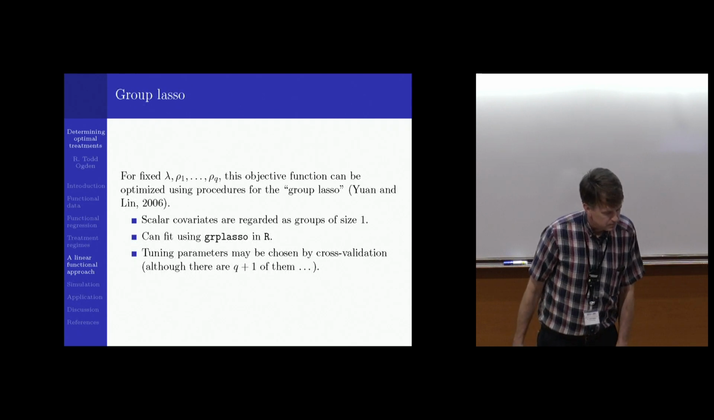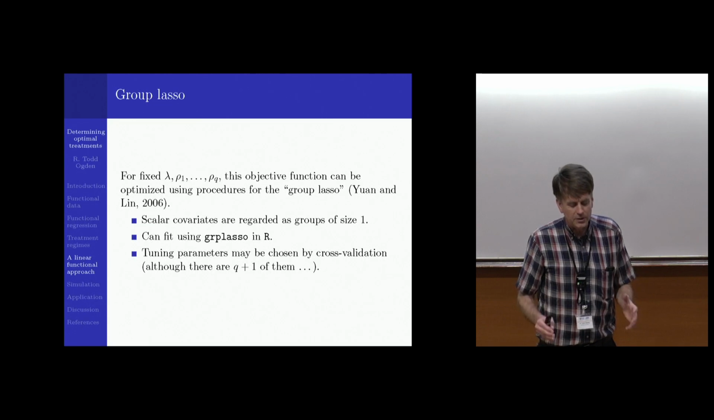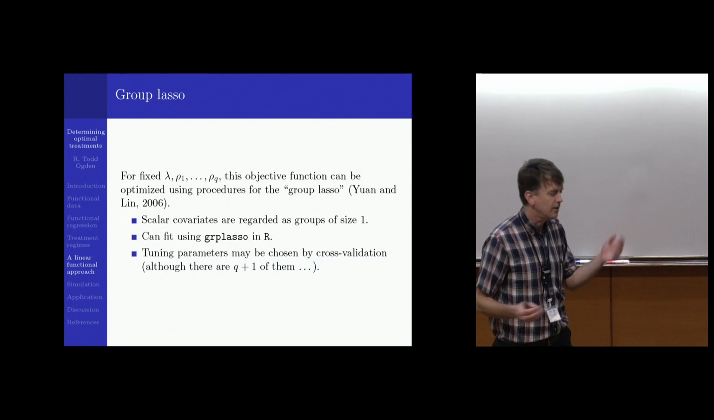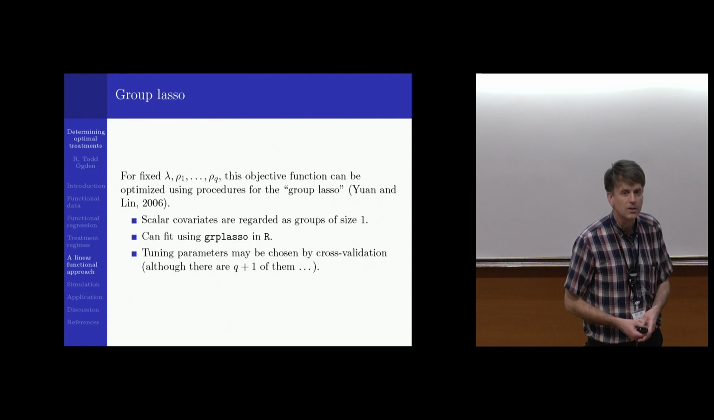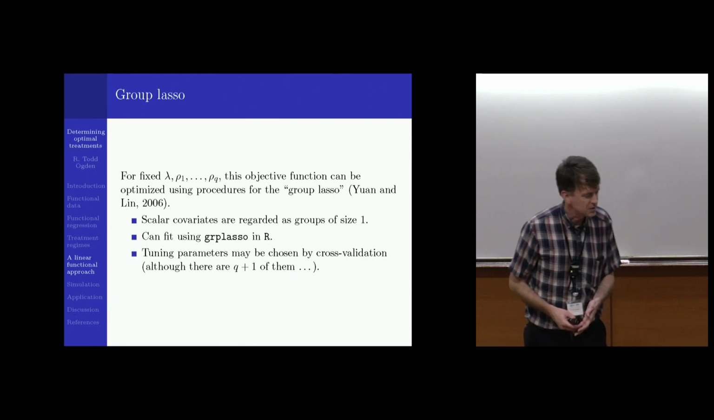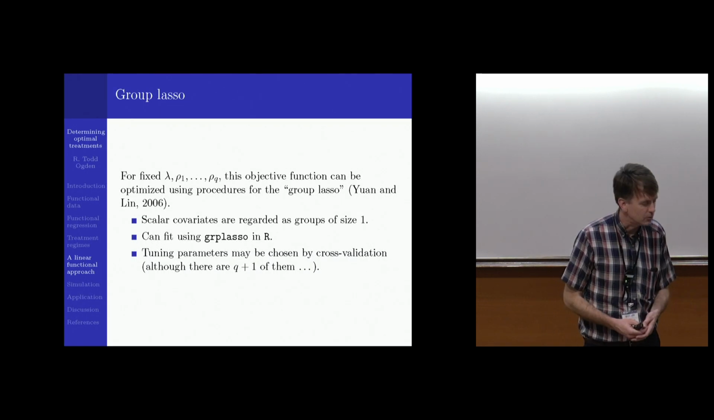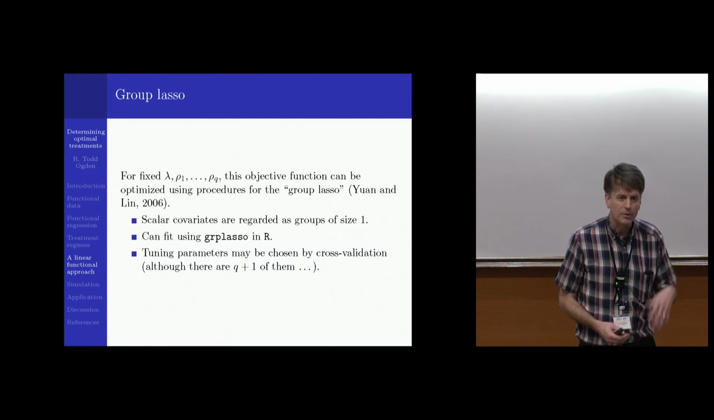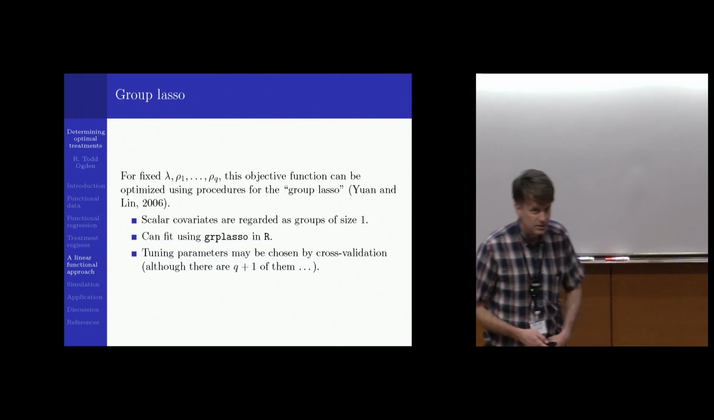But I'd like to take each functional predictor and either include the whole thing or exclude the whole thing. And I can do that without any extra work by making use of the group lasso. So each scalar coefficient or predictor is a group of size 1, and each functional predictor is a group of size however many spline coefficients I have. Then I'll have to tune the parameters, and without thinking too hard about it, I can always do this just by cross-validation.